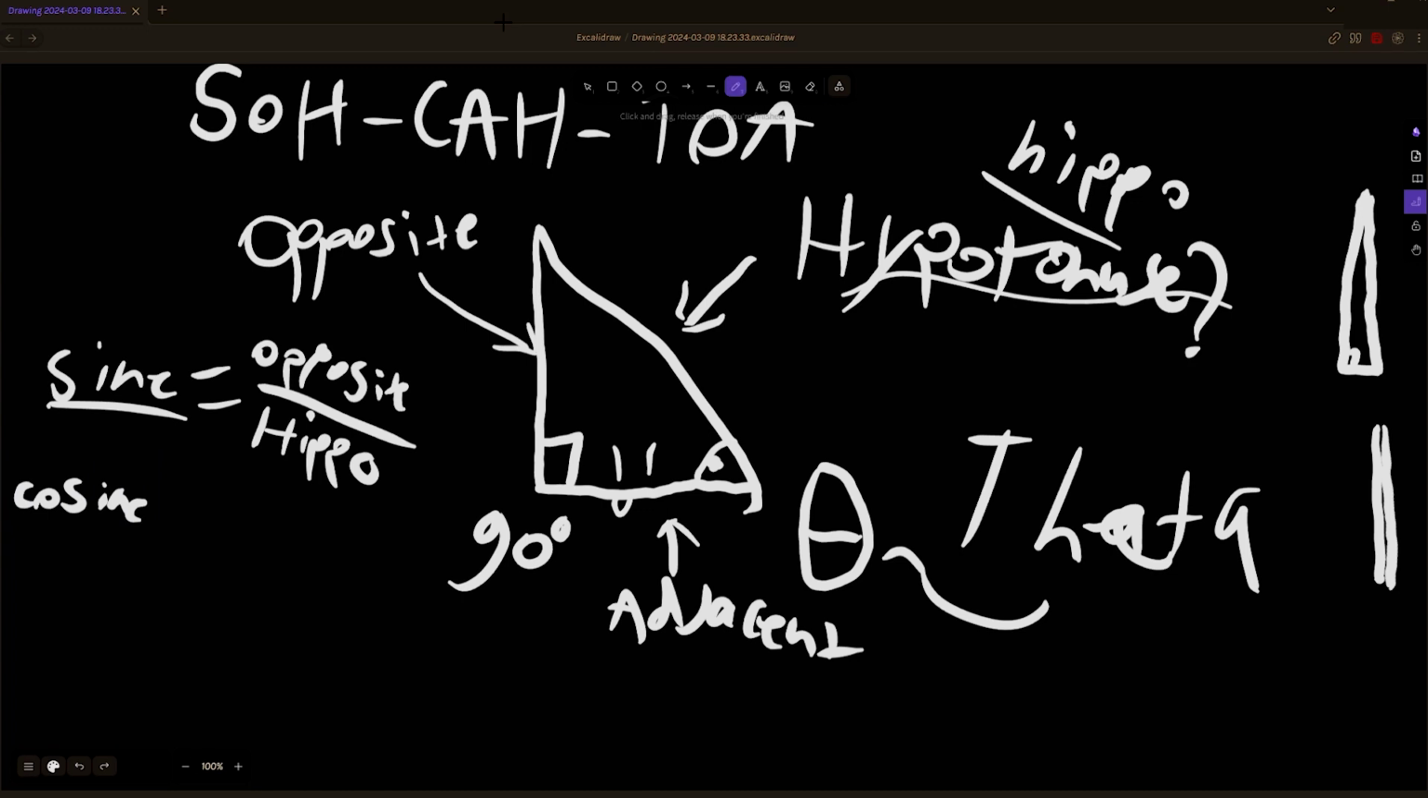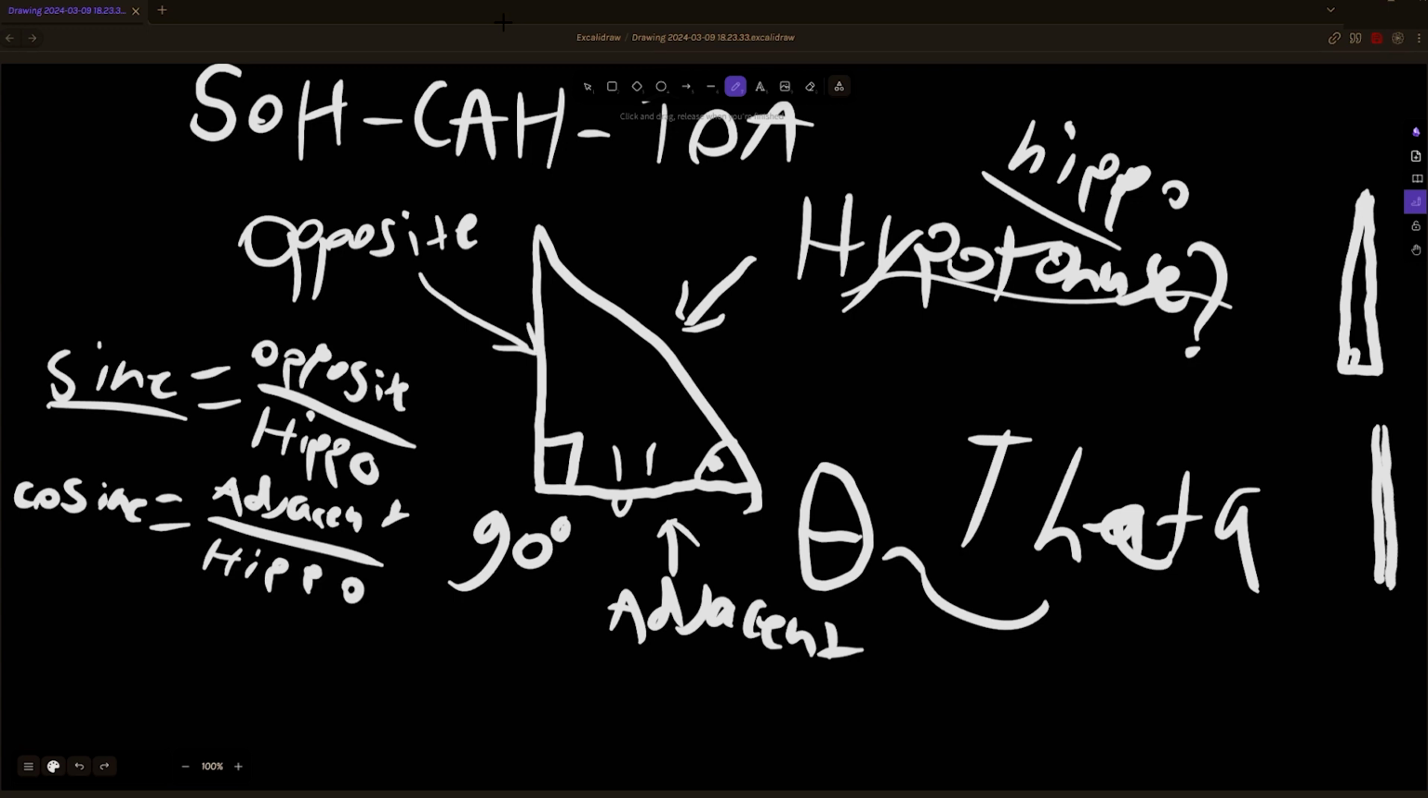Cosine. What does that mean? Well, cosine is equal to, and I bet you can guess it, we look at our opposite, our hypotenuse, and adjacent. The only one that starts with an A is adjacent. So we can call that adjacent over our hypotenuse, hippo. And then, again, I don't know what cosine means.